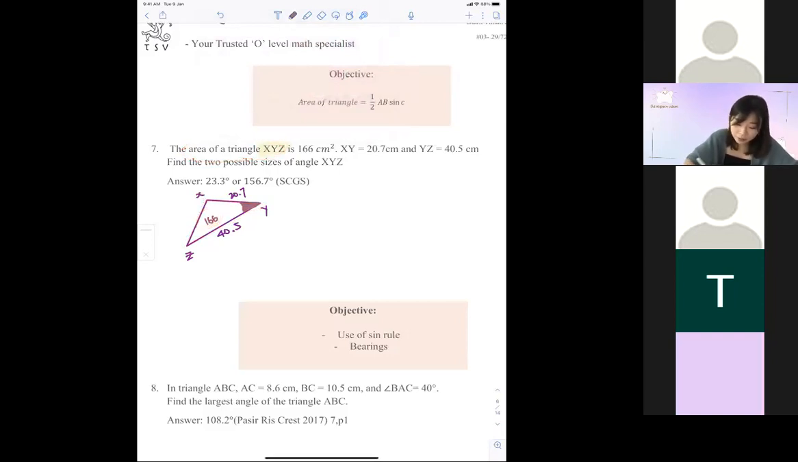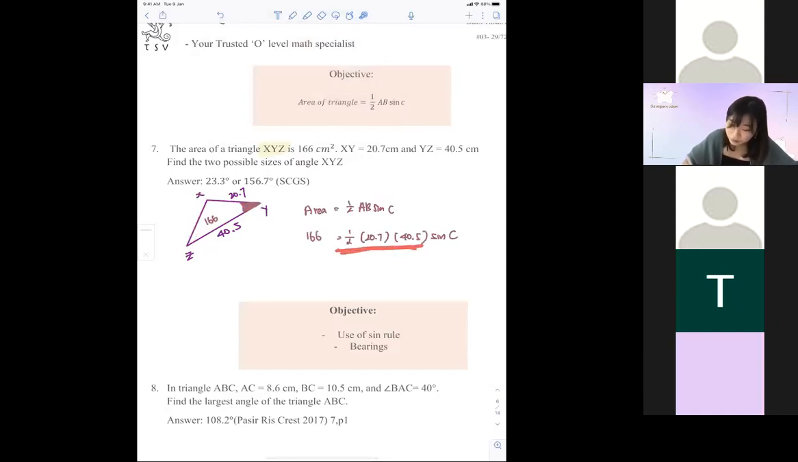So to recap how to use half AB sine C, whenever you have a triangle, if this is length A, this is length B, angle C is in between. I say again, if you have the two lengths, this is A and B, C must be in between the two lengths. So just nice, this is A, this is B, this is your angle C. So area, always write formula first. Area is half AB sine C. Your A is 20.7. Your B is 40.5. Sine C. Area is 166.